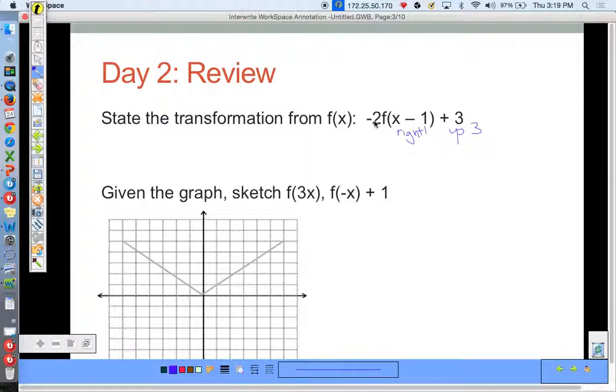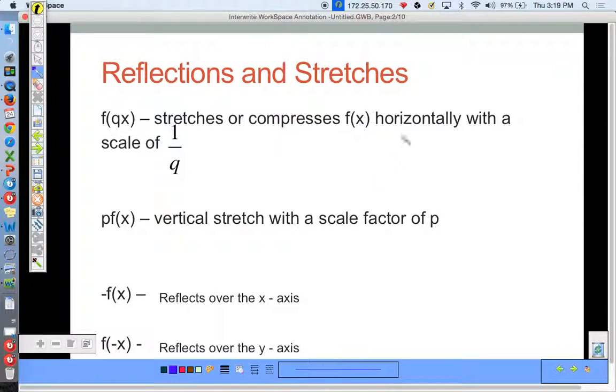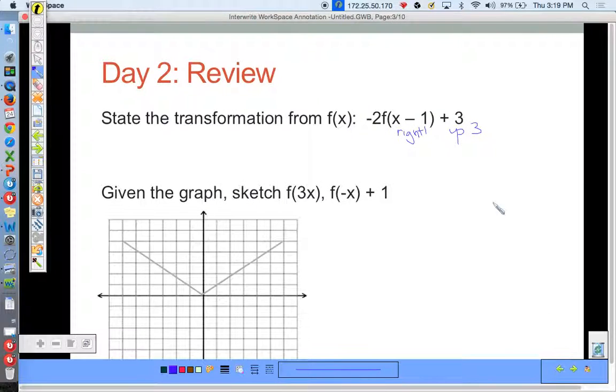The 2 and the negative, those are the tricky ones. So if you flip back in your notes a couple days, we have those reflections and stretches here. So let's see here. We have that 2, and the 2 is on the outside, so that's a vertical stretch with a factor of 2. So this one is vertical. And let's put our scale factor of 2.